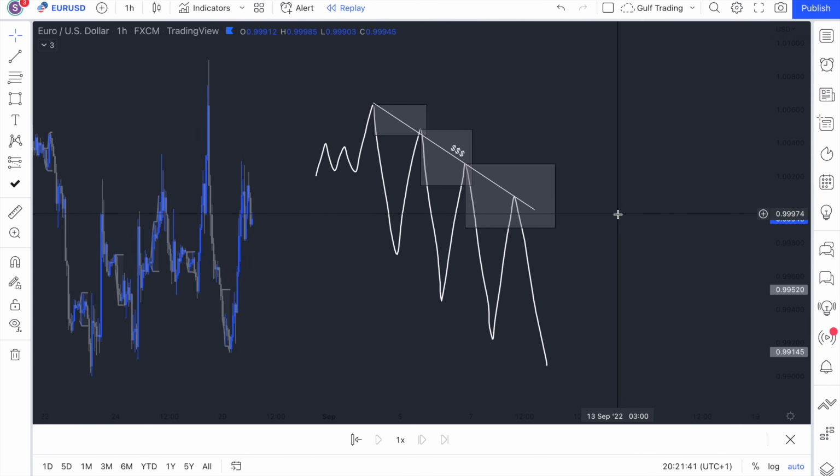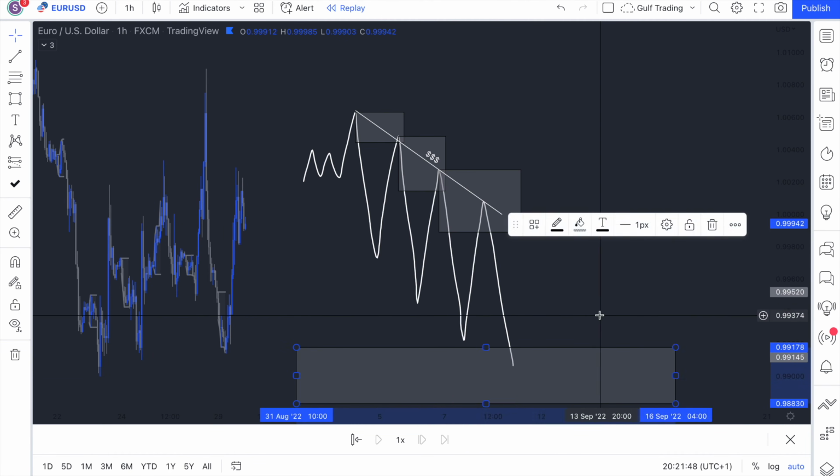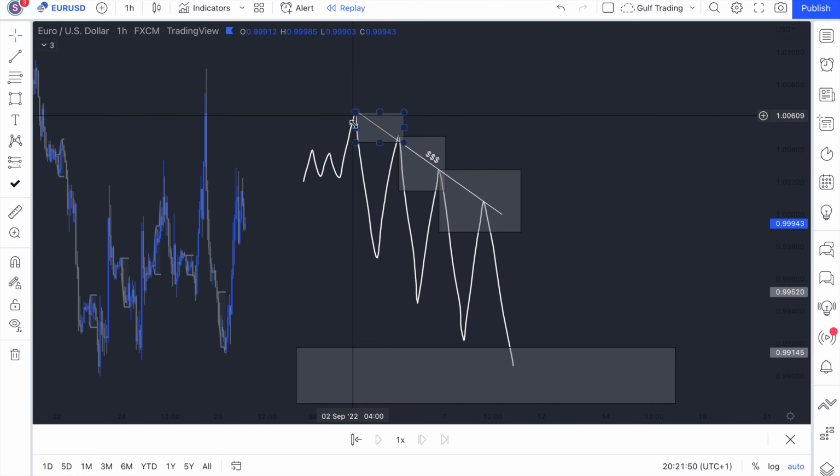But what also could happen is that you could come into a higher time frame demand zone, and the institution could have just been pushing price down into their demand zone before.